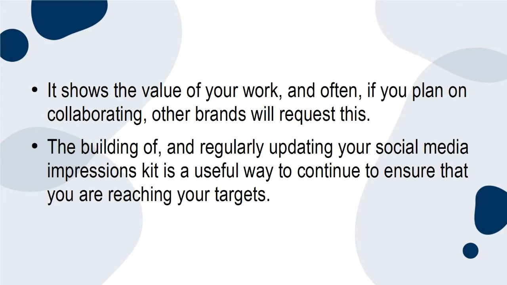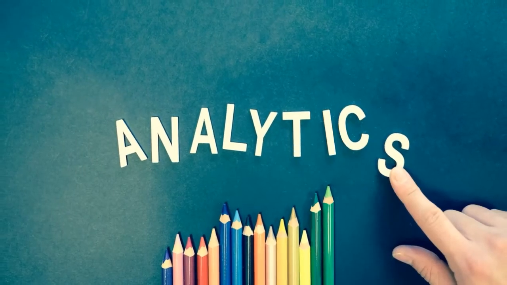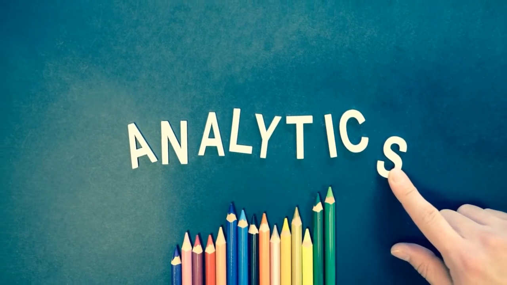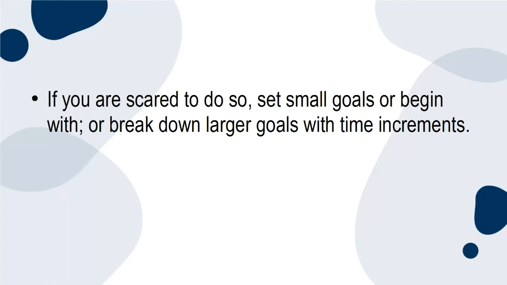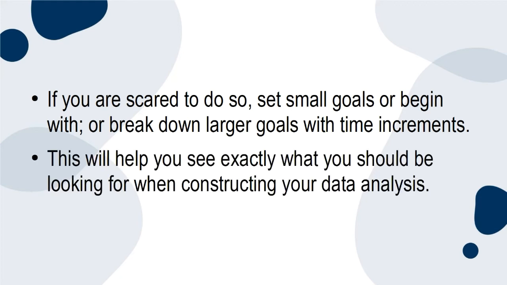The building of and regularly updating your social media impressions kit is a useful way to continue to ensure that you are reaching your targets. To ensure that your analytics are on track, set tangible time-sensitive goals and track their progress. If you're scared to do so, set small goals to begin with, or break down larger goals with time increments. This will help you see exactly what you should be looking for when constructing your data analysis.